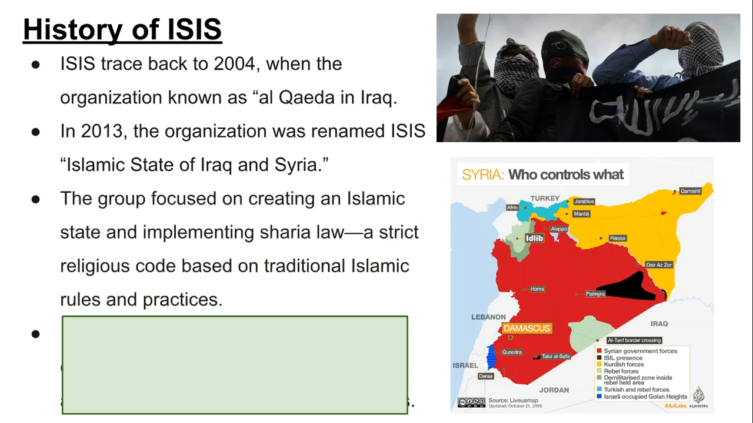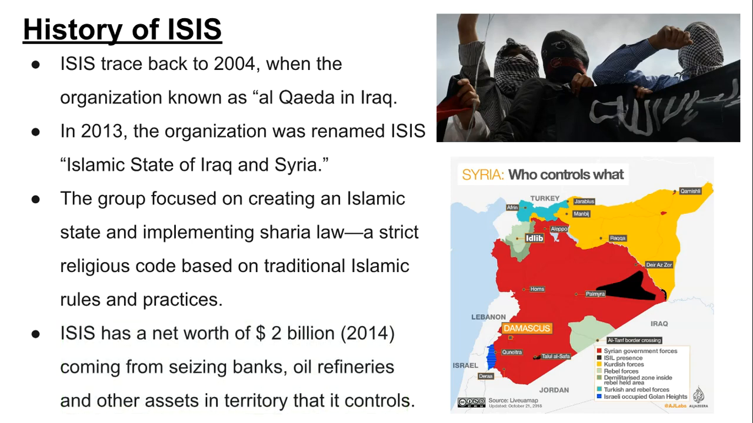Anyway, the group focused on creating an Islamic State and implementing Sharia law, which we talked about earlier. This is a strict religious code based on traditional Islamic rules and practices. And ISIS, for the most part, had a net worth back in 2014 of around $2 billion. A lot of it came from areas that they seized in the country of Syria, such as banks, oil refineries, and other assets there.